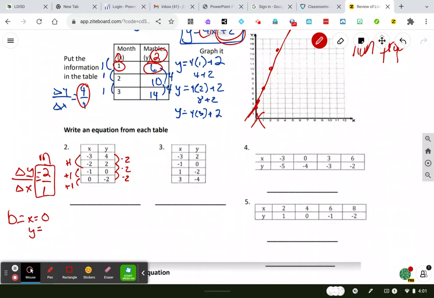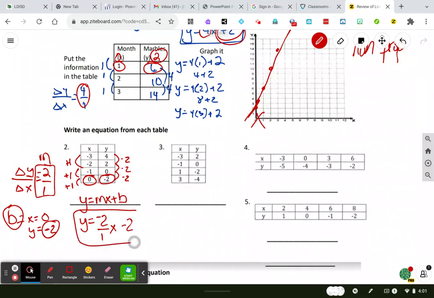So where is x 0? X is 0 right here. So my b is negative 2. So now I have enough to write my equation, y equals mx plus b. Put in my numbers. The m is negative 2 over 1 or 2. It doesn't matter. And my b is negative 2. So there's my equation.